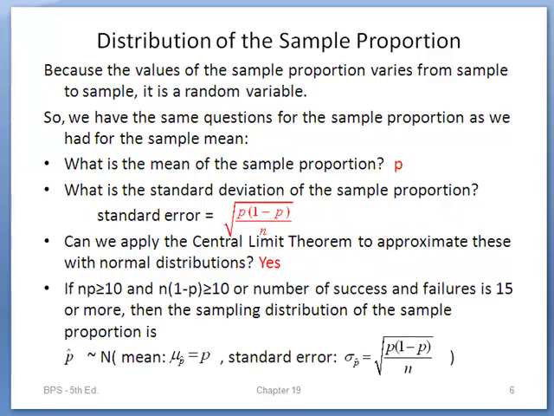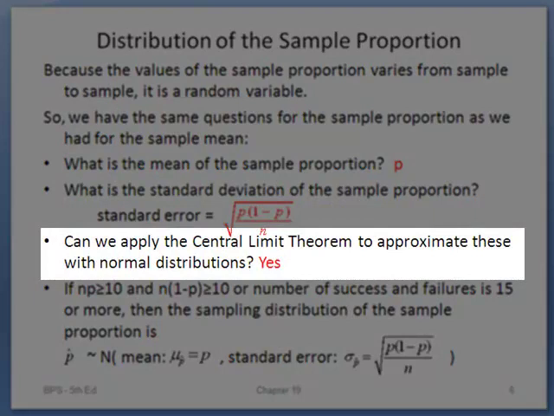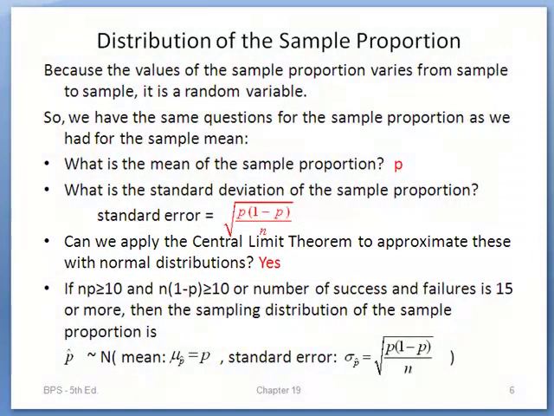Well, let's answer some of these questions. For a sampling distribution of the sample proportion, the mean of that is p. The standard deviation of the sample proportion, or the standard error, is the square root of p times 1 minus p divided by n. And yes, we can apply the central limit theorem, so we can approximate these with normal distributions. So we're going to be using Table A again in Chapter 19.